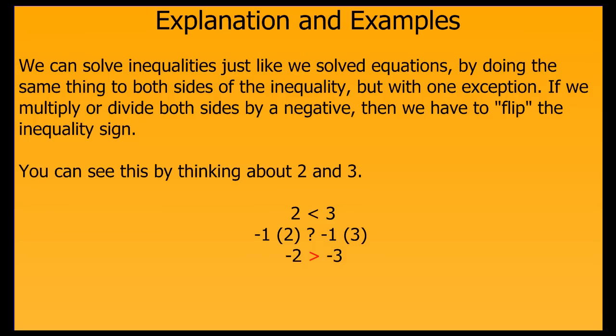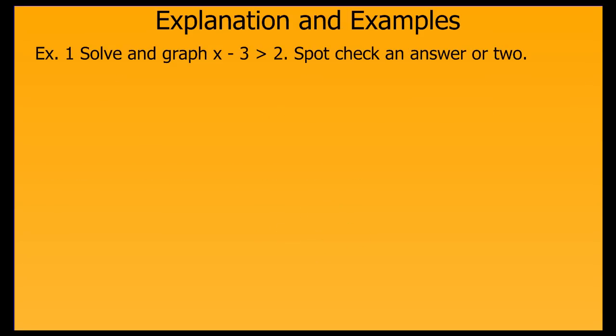We can solve inequalities just like we solved equations by doing the same thing to both sides of the inequality, but with one exception. If we multiply or divide both sides of an inequality by a negative, then we have to flip the inequality sign. You can see this by thinking about the numbers 2 and 3. Clearly, 2 is less than 3, but if we multiply both sides by negative 1, negative 2 is now greater than negative 3, so we need to flip the inequality to a greater than symbol. Let's look at some examples.